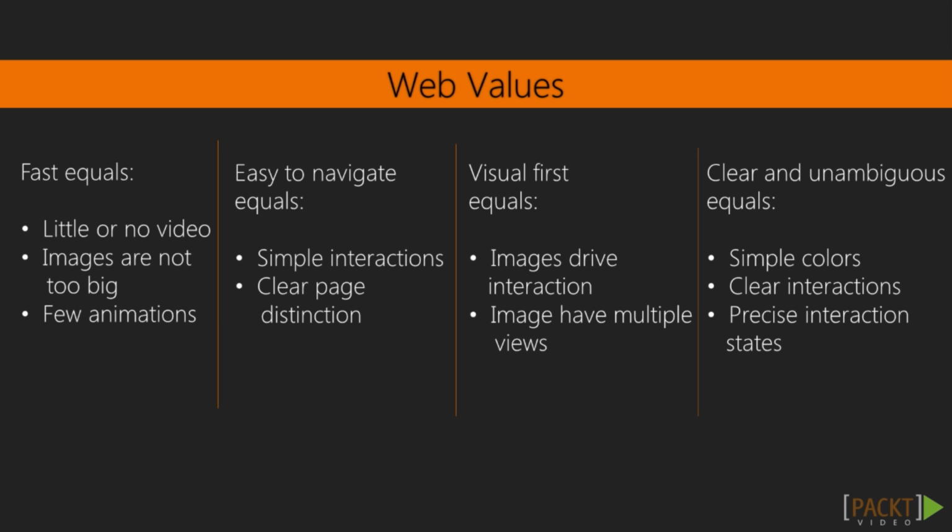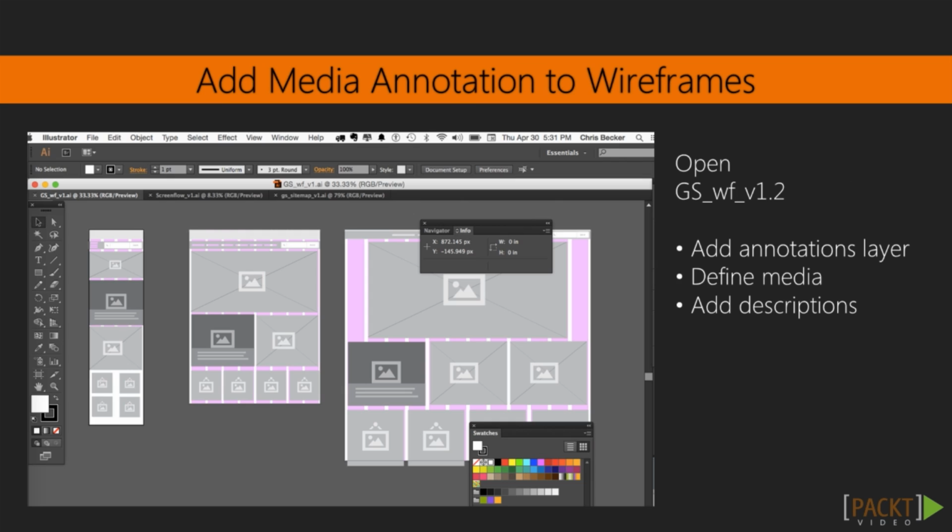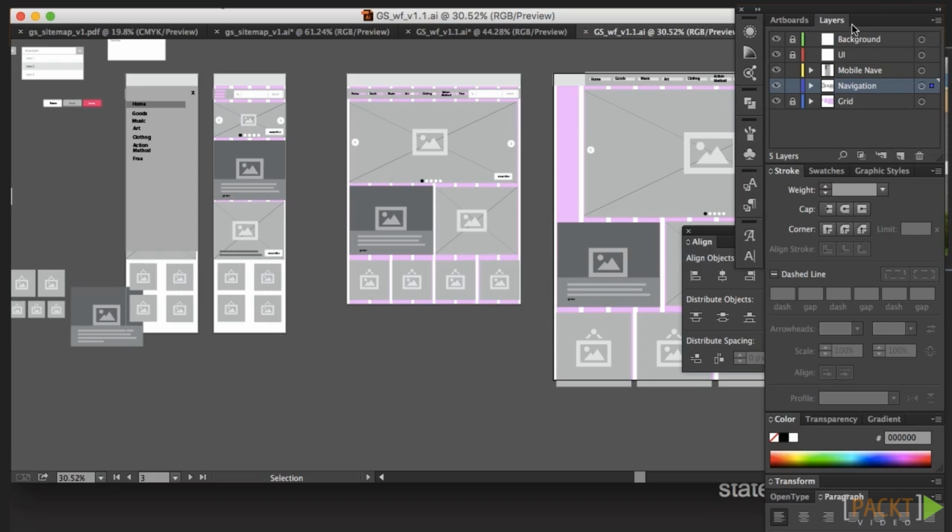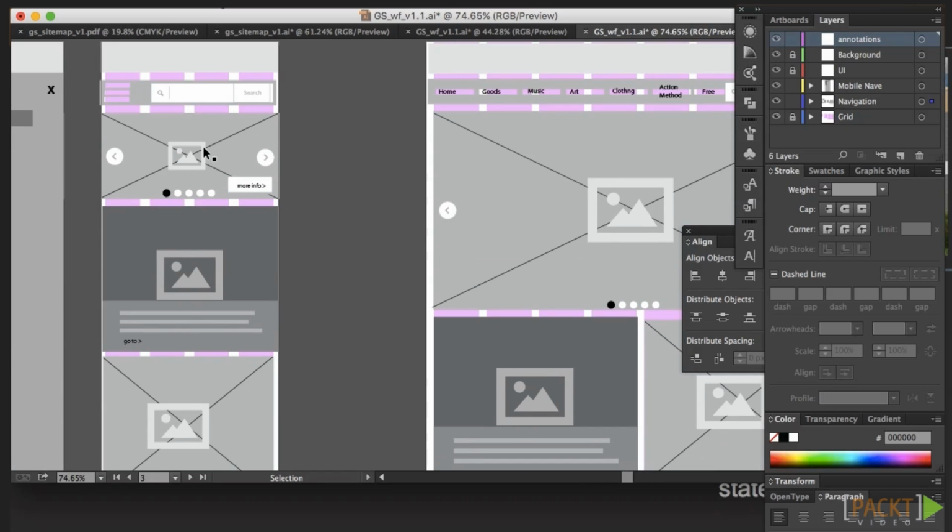Based on this, let's go apply these values to our homepage wireframes through some annotations, like we had done on our web page. Open up your newest version of your wireframes. If you don't have an annotations layer, add a new layer. Good. Now let's label a few media items on the website that help us determine what types of media we're going to be looking at.